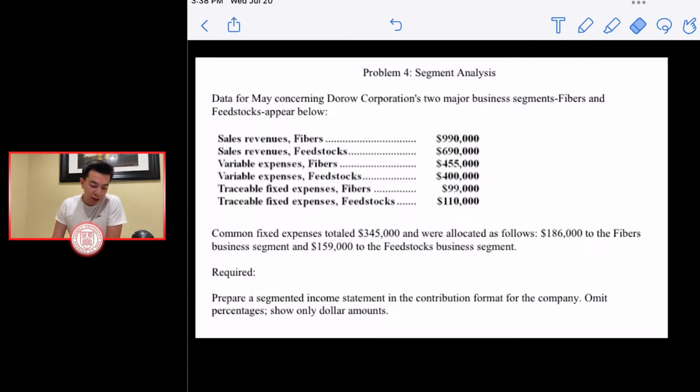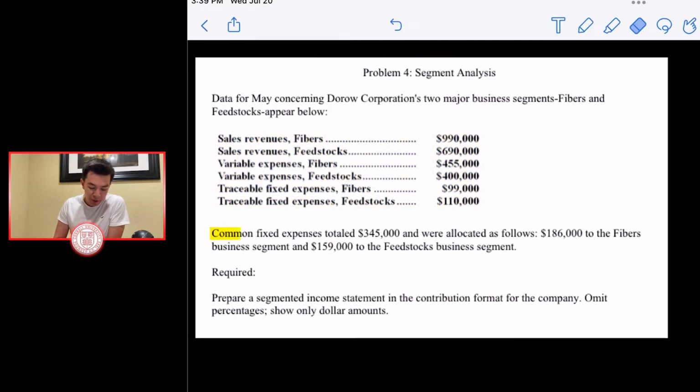What's going to happen is that instead of having one row of revenue and variable costs and CM and fixed costs and NOI, you're going to have multiple rows because you have multiple divisions. Okay, so it says here for this question that data for May concerning Dorrose Corporation's two major business segments, fiber and feedstocks, appear below. Right, so they gave us these figures for the two divisions, fiber and feedstock.